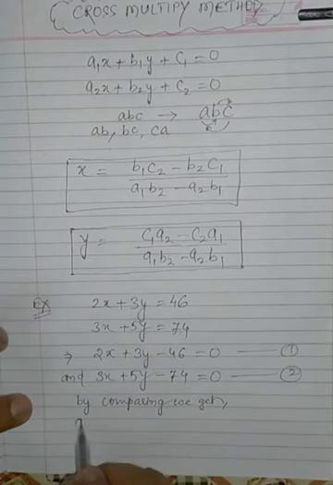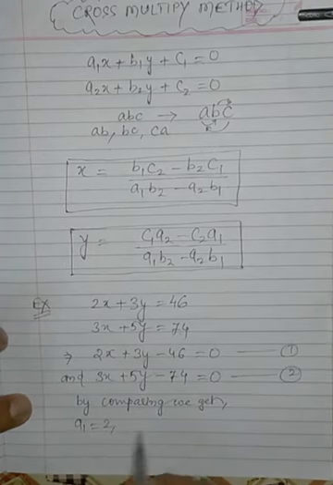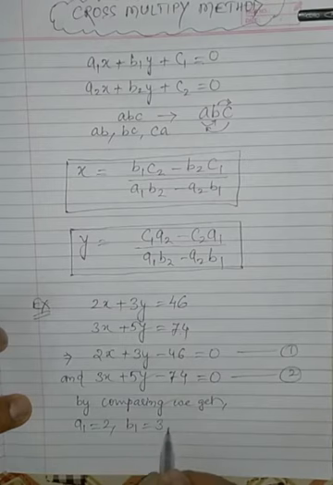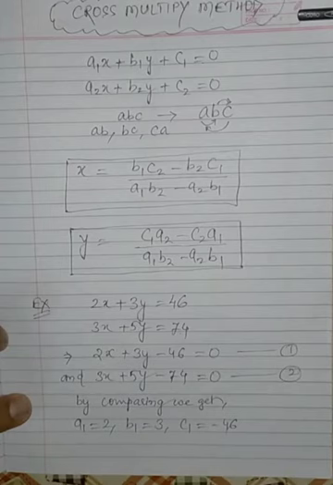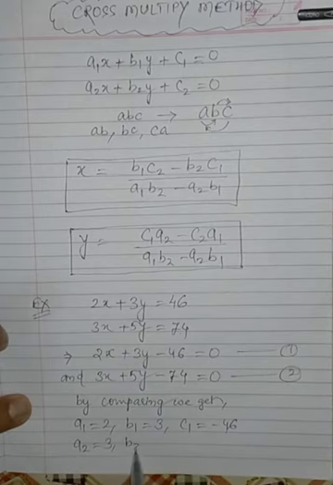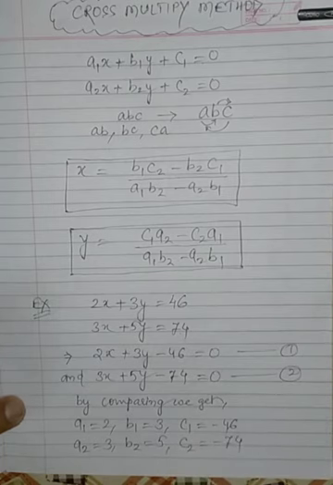So we have a1 is equal to 2, b1 is equal to 3, c1 is equal to minus 46 and a2 is equal to 3, b2 is equal to 5 and c2 is equal to minus 74.